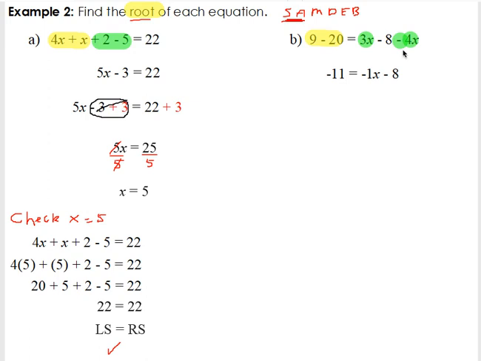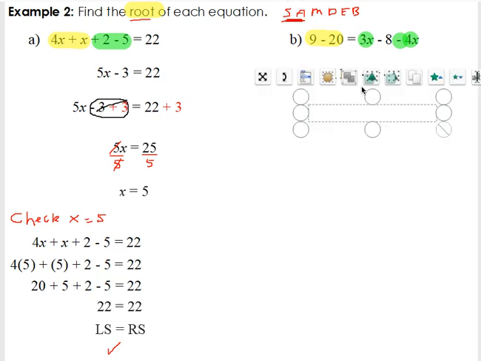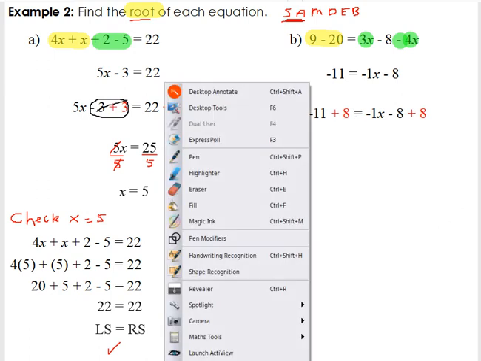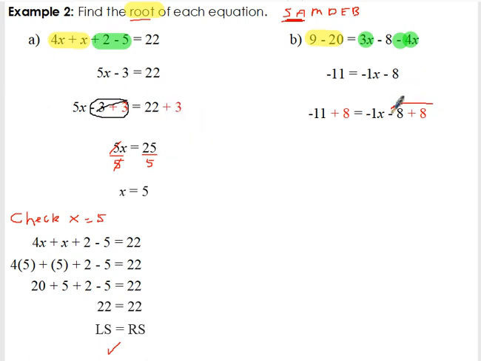Now, at this point, we look at the side that has the x. What we want to do first, according to SamDeb, is get rid of the subtraction or addition. We're going to get rid of the minus 8. How do we get rid of minus 8? We're going to add 8 to the right side, and we're going to add 8 to the left side. Now, minus 8 plus 8, they cancel each other out. That's 0. It ends up being nothing.